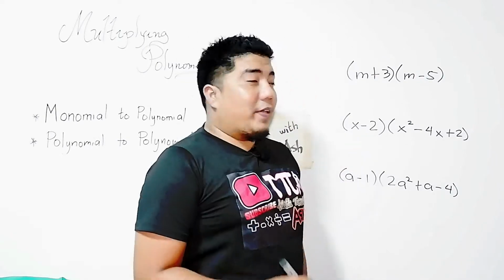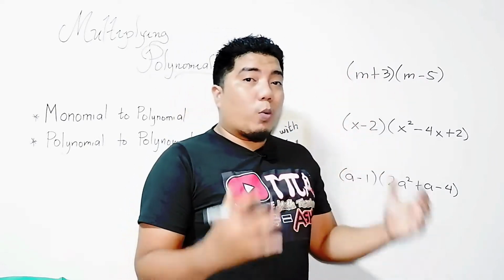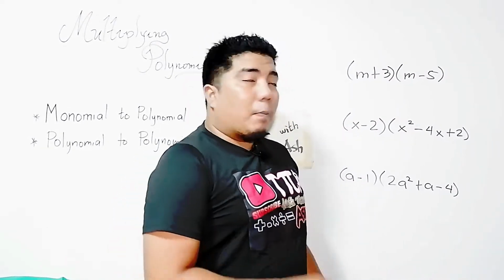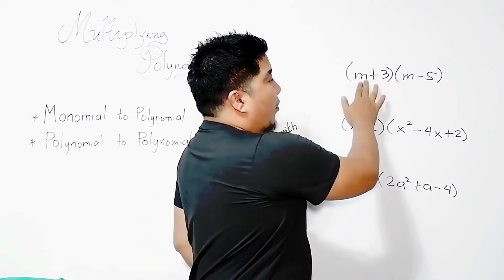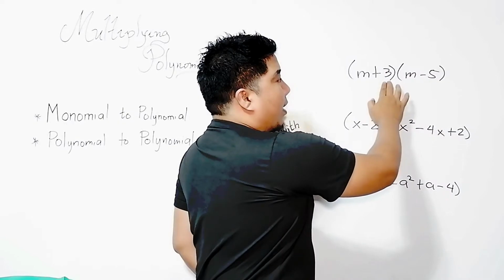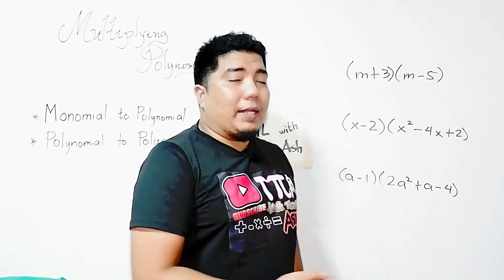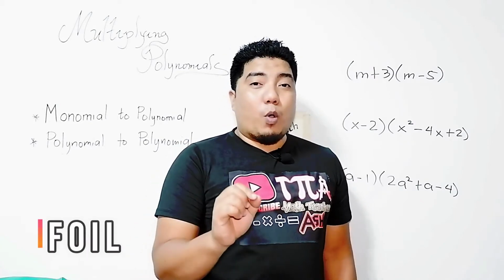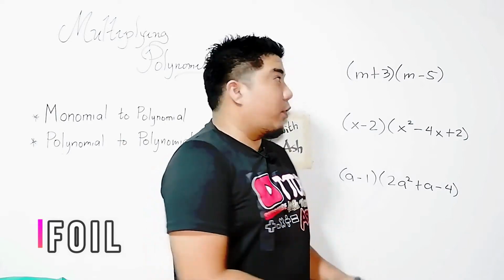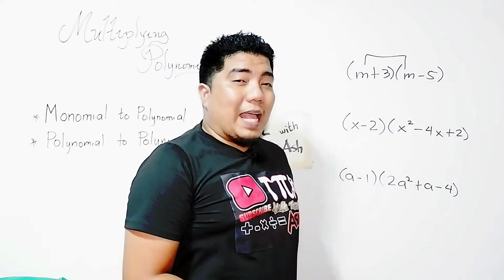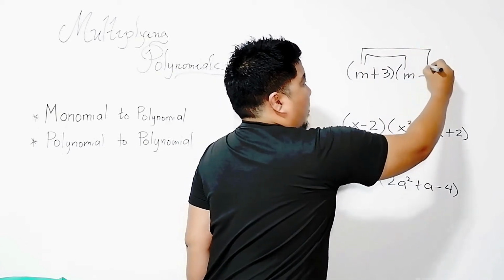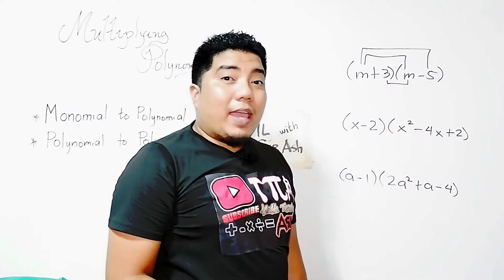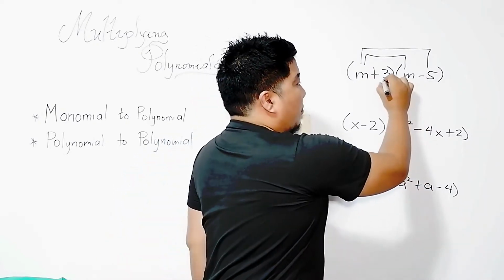Okay, let's start. We have here the quantity m plus 3 times the quantity m minus 5. What you can do here is you just apply the distributive property. But in this case, you will distribute the first term to the two terms and then the second term to the two terms. Now, how do you apply that one? This is where we apply the popular acronym FOIL. F-O-I-L. F stands for the first terms. O stands for the outer terms. I stands for the inner terms. And L stands for the last terms.